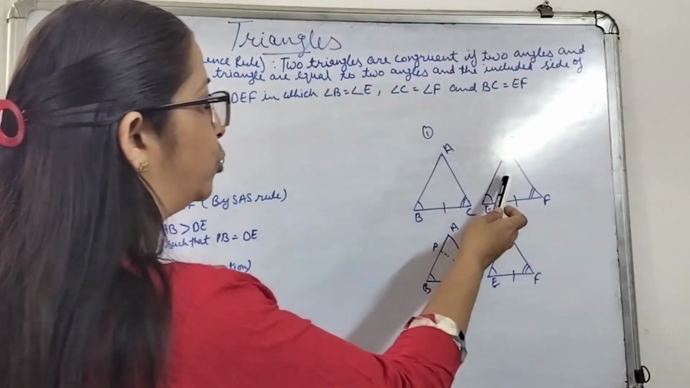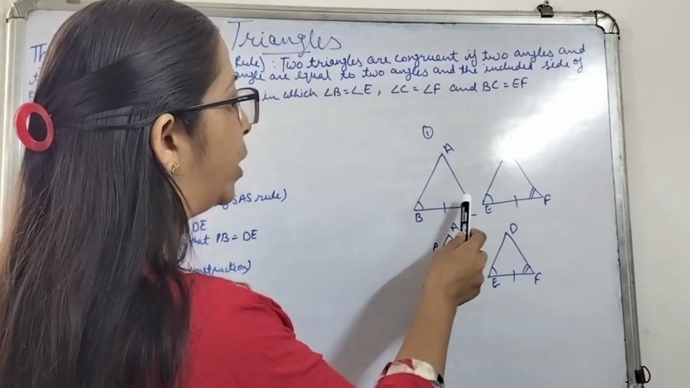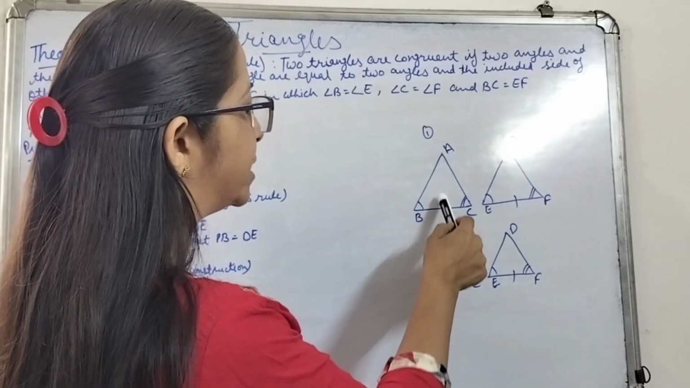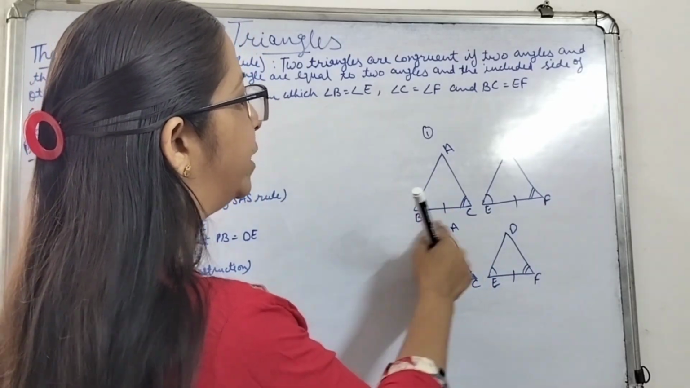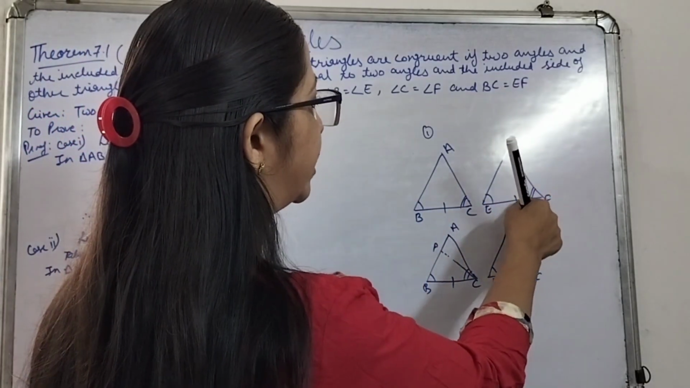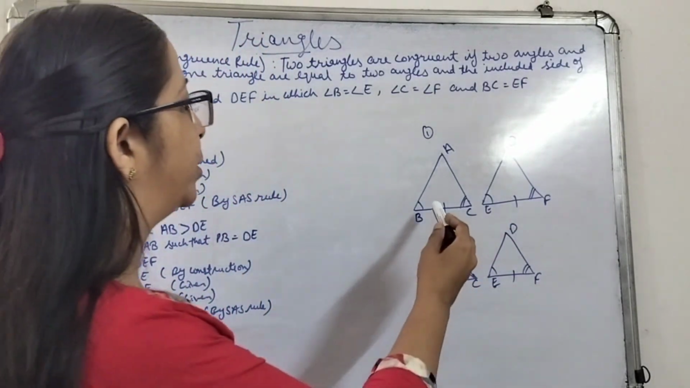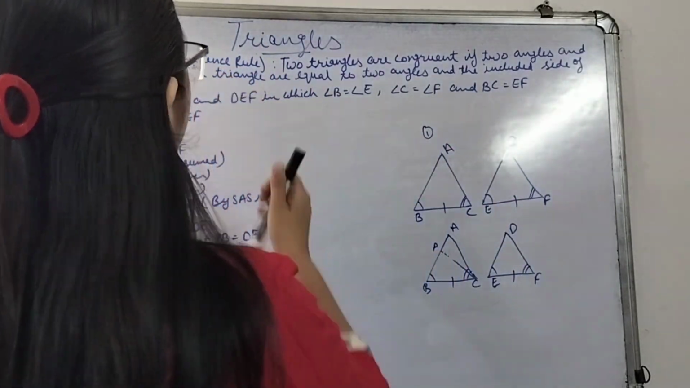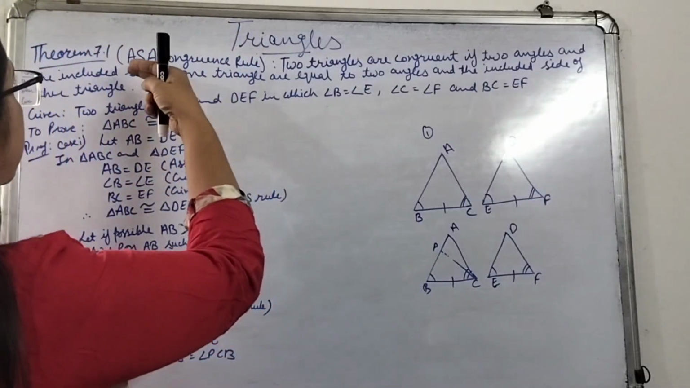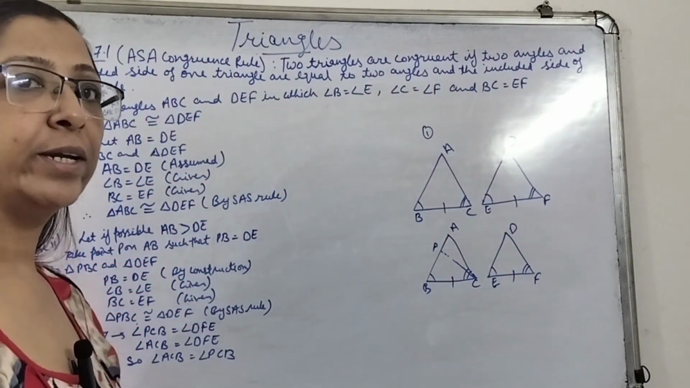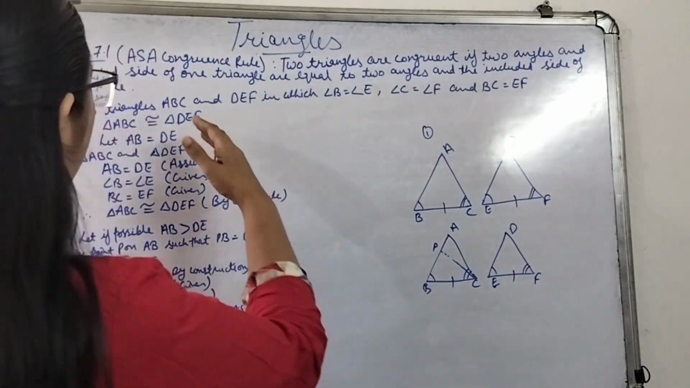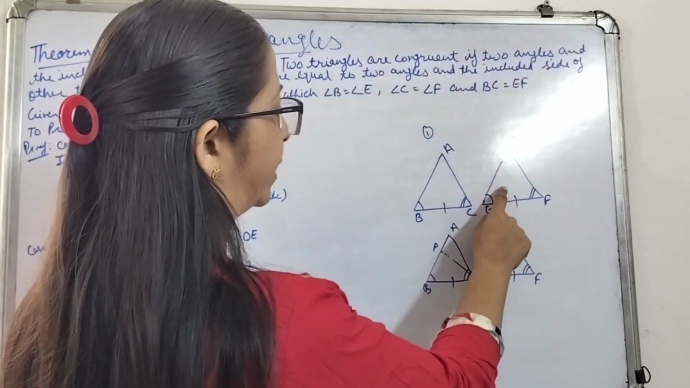That means if there are two triangles in which two angles and the included side of one triangle are equivalent to two angles and the included side of the other triangle, then these two triangles are said to be congruent by your ASA rule. Because it is a theorem, we can prove it. So how can we prove it? Let's see it.